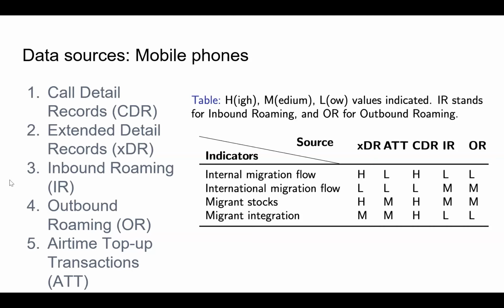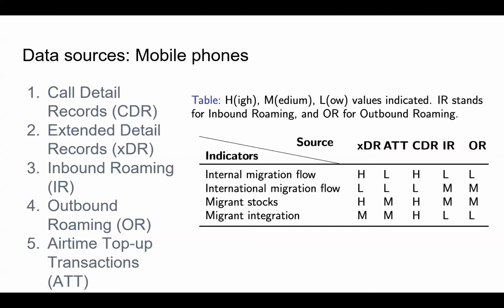Then we have inbound roaming and outbound roaming data. That's when you cross borders, because this kind of data is only good for within a country. When you cross borders, if you still use the same phone line, then we can look at the roaming data, but that's usually expensive. So not many people do that.